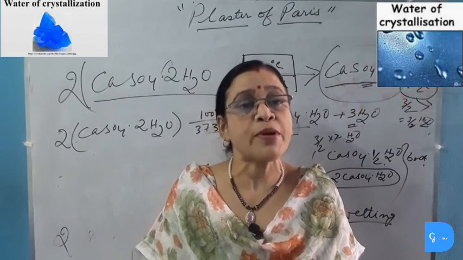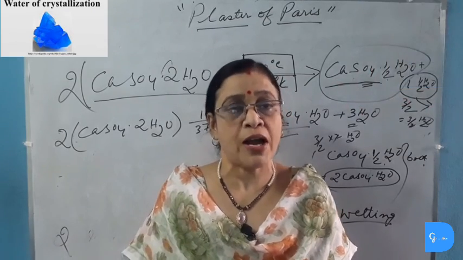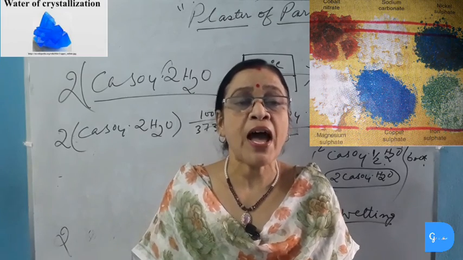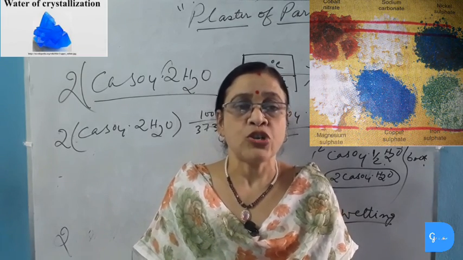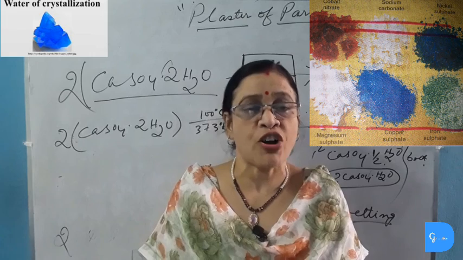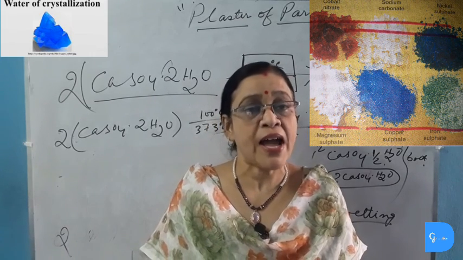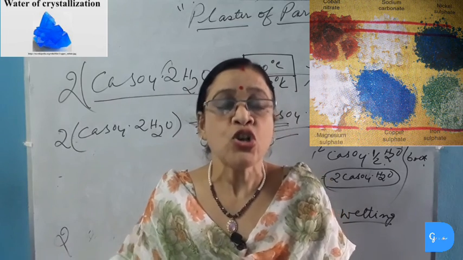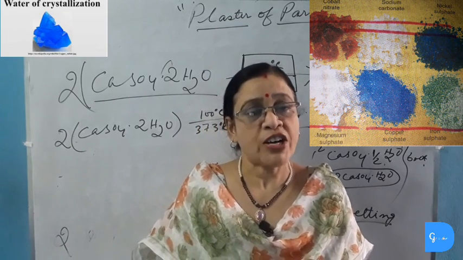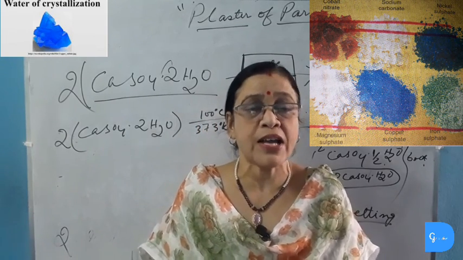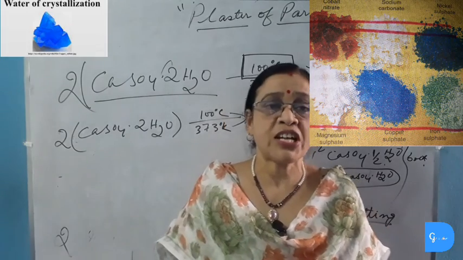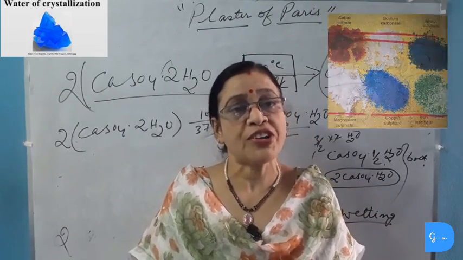For example, copper sulfate pentahydrate is blue in color and ferrous sulfate heptahydrate is green in color. Sodium carbonate decahydrate or washing soda is white in color and gypsum or calcium sulfate dihydrate is also white in color. So we can see that water of crystallization imparts color and structure to the salt. Now we will study about the action of heat on water of crystallization.